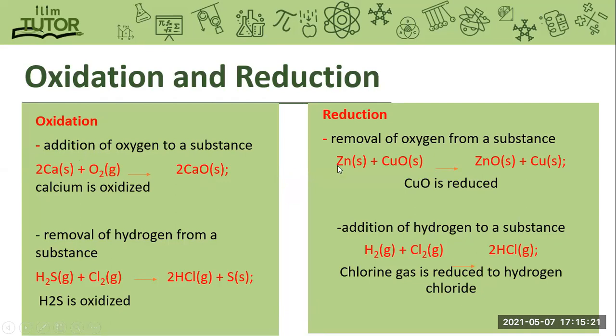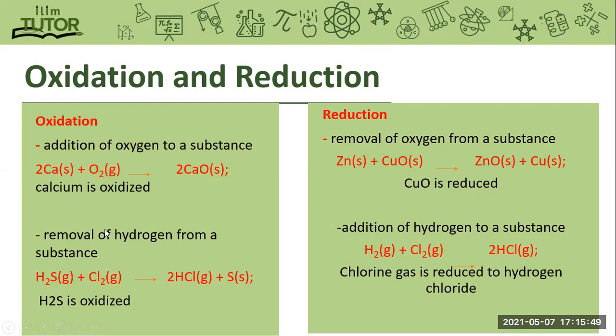We can see reduction as a removal of oxygen. When you remove oxygen from a substance, that is basically a reduction. Here we can see copper oxide contains oxygen. This copper oxide has turned to copper. The oxygen has been removed. So we say copper oxide is reduced. Why? Oxygen is removed.